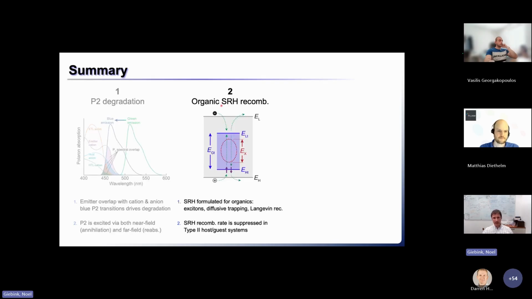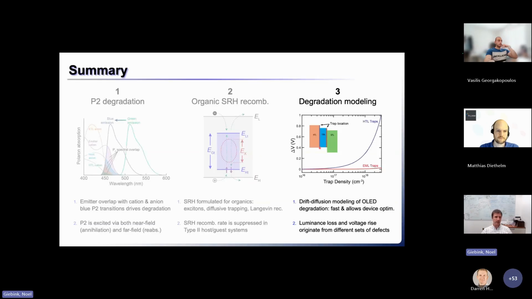I talked about this organic version of Shockley-Read-Hall recombination and how it's formulated for organics in terms of diffusive trapping and Langevin recombination. And then lastly, about trying to incorporate degradation kinetics into drift diffusion models. I think Setfos actually has a module that does this now.